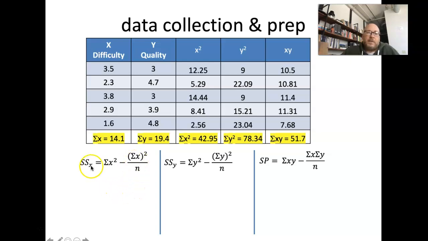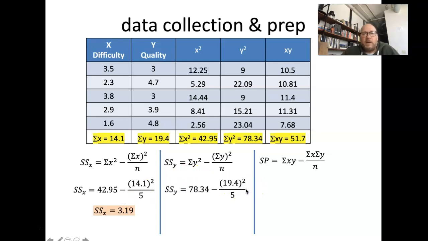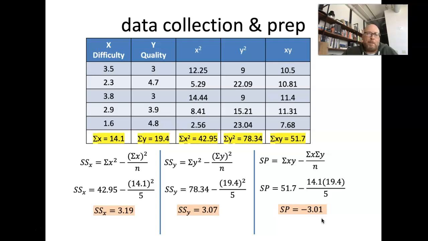All right, so down here I've got my sums of squares. I filled in the numbers there and came up with 3.19 for sum of squares for x. For y, I filled in the numbers from the table there and came up with 3.07. And then for the sums of products, fill in those numbers there, came up with a negative 3.01.